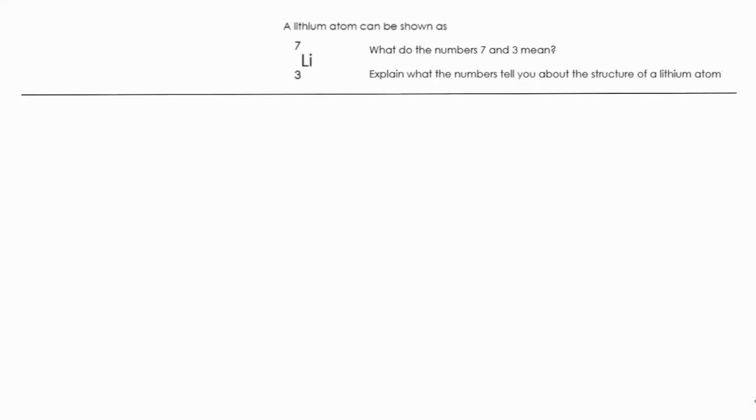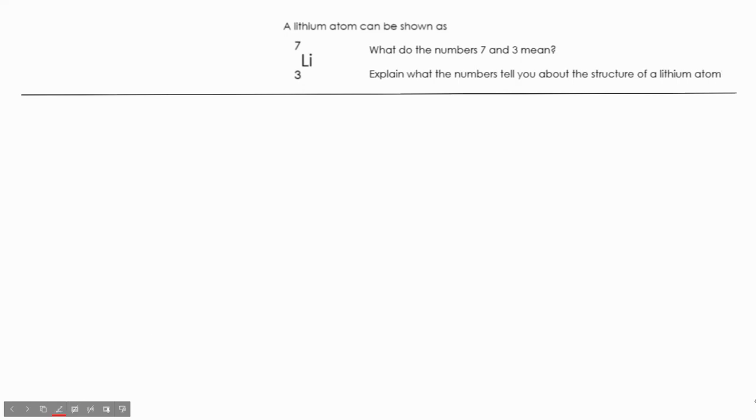Welcome to the video for C1.2, where we're going to look at a modelled exam question. This exam question is telling us that a lithium atom can be drawn with a chemical symbol Li and that it's got two numbers, a 3 and a 7. So it's asking us what the numbers 7 and 3 mean and explain what those numbers tell you about the structure of a lithium atom.